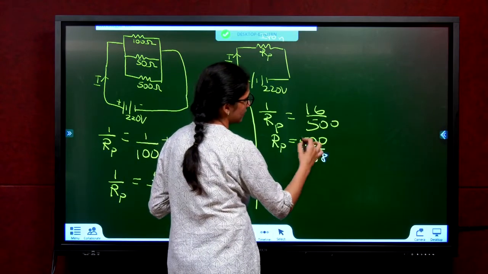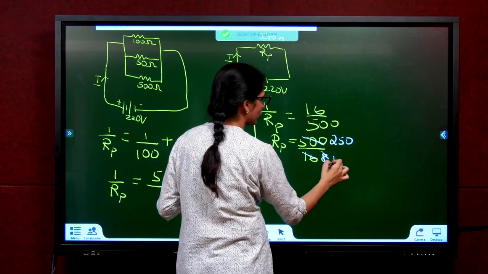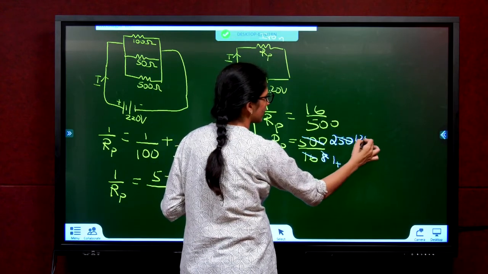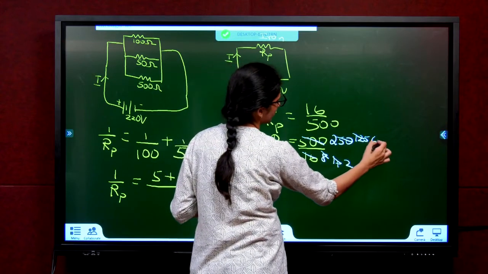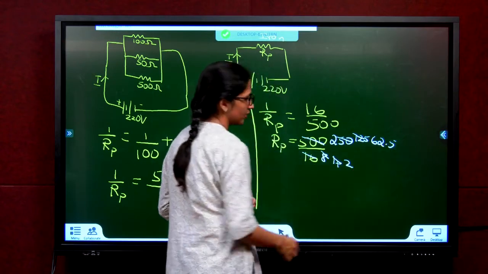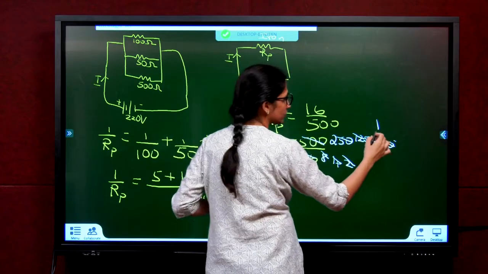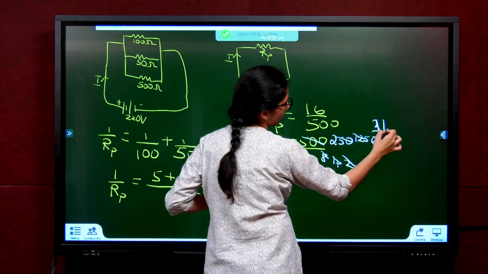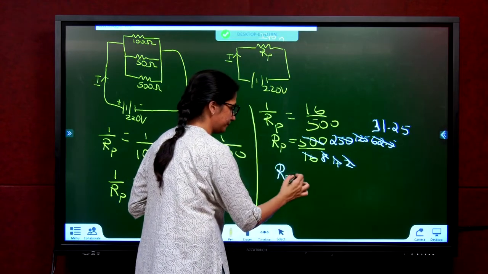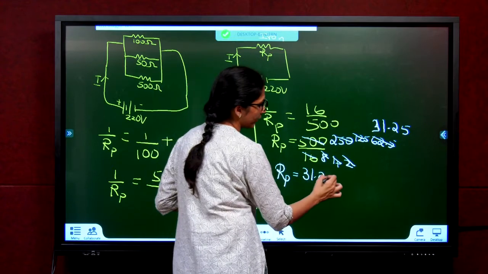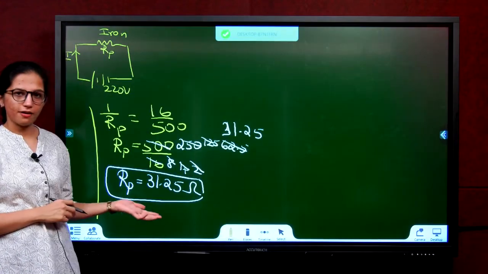2 8s are 16, 2 250s are 500, 2 4s are 8, 2 125s are 250, 2 2s are 4, 2 62.5s are 125. Another 2 is there, again divide. 2 3s are 6, 1.25. So you'll get Rp as 31.25 ohms. So now we got the value of Rp.